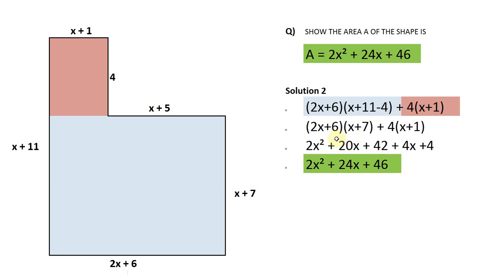So expand out the blue one. Again, do what we did before. 2x times x is 2x squared. And then 2x times 7 is 14x. 6 times x is 6x. Add them together, you get 20x. 6 times 7 is 42. That's a constant term. Expand the right hand side: 4x plus 4. That's pretty obvious. Add it all together. Simplify. 2x squared plus 20x plus 4x is 24x. And 42 plus 4 is 46.